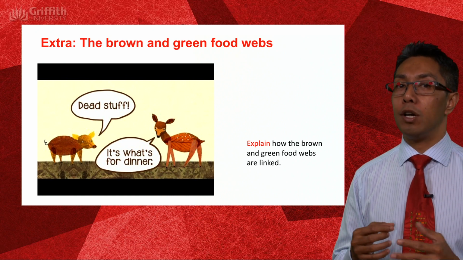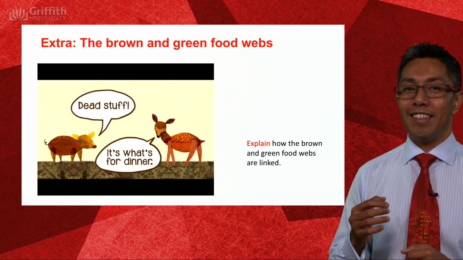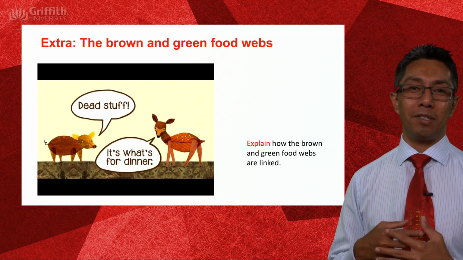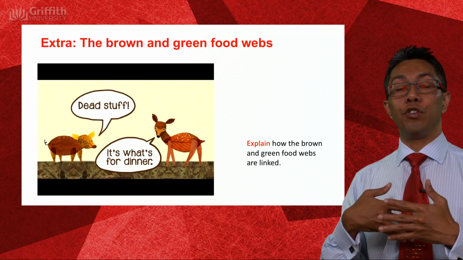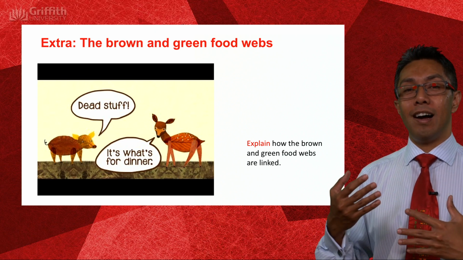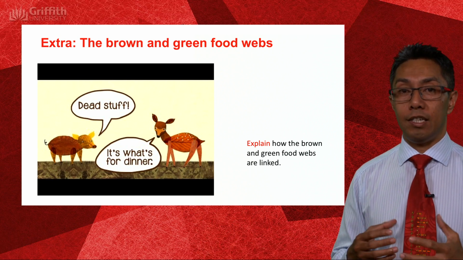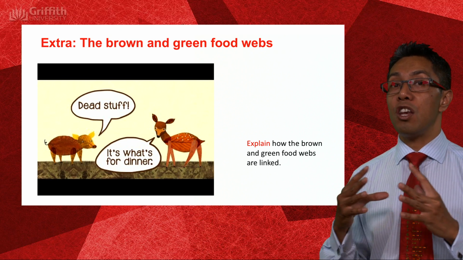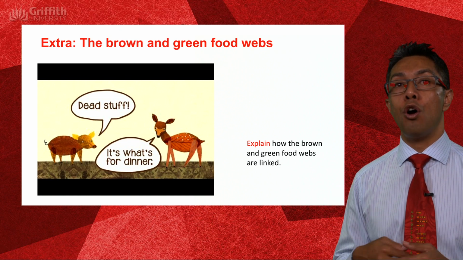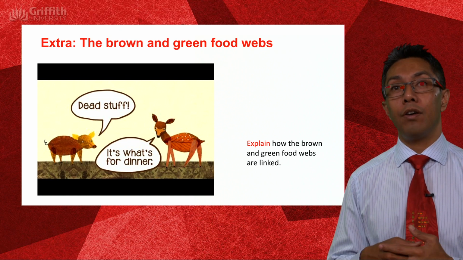While we're on the theme of food webs, a lot of what we teach in terms of food webs is only a tiny part of the story. The green food webs, the most obvious parts of the food web that we can see, only constitute about 10% of the flow of energy through an ecosystem. The other 90% comes from what is known as the brown food web.